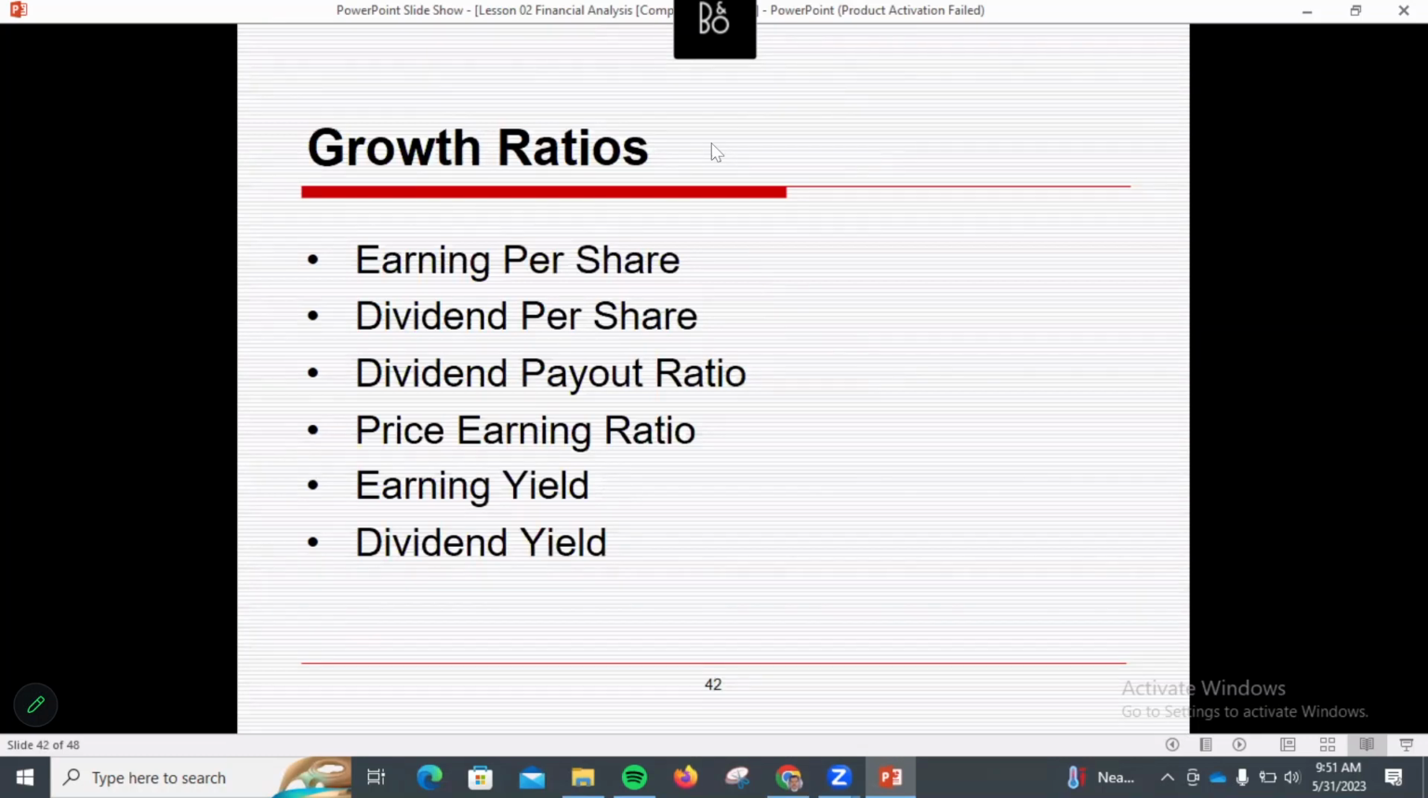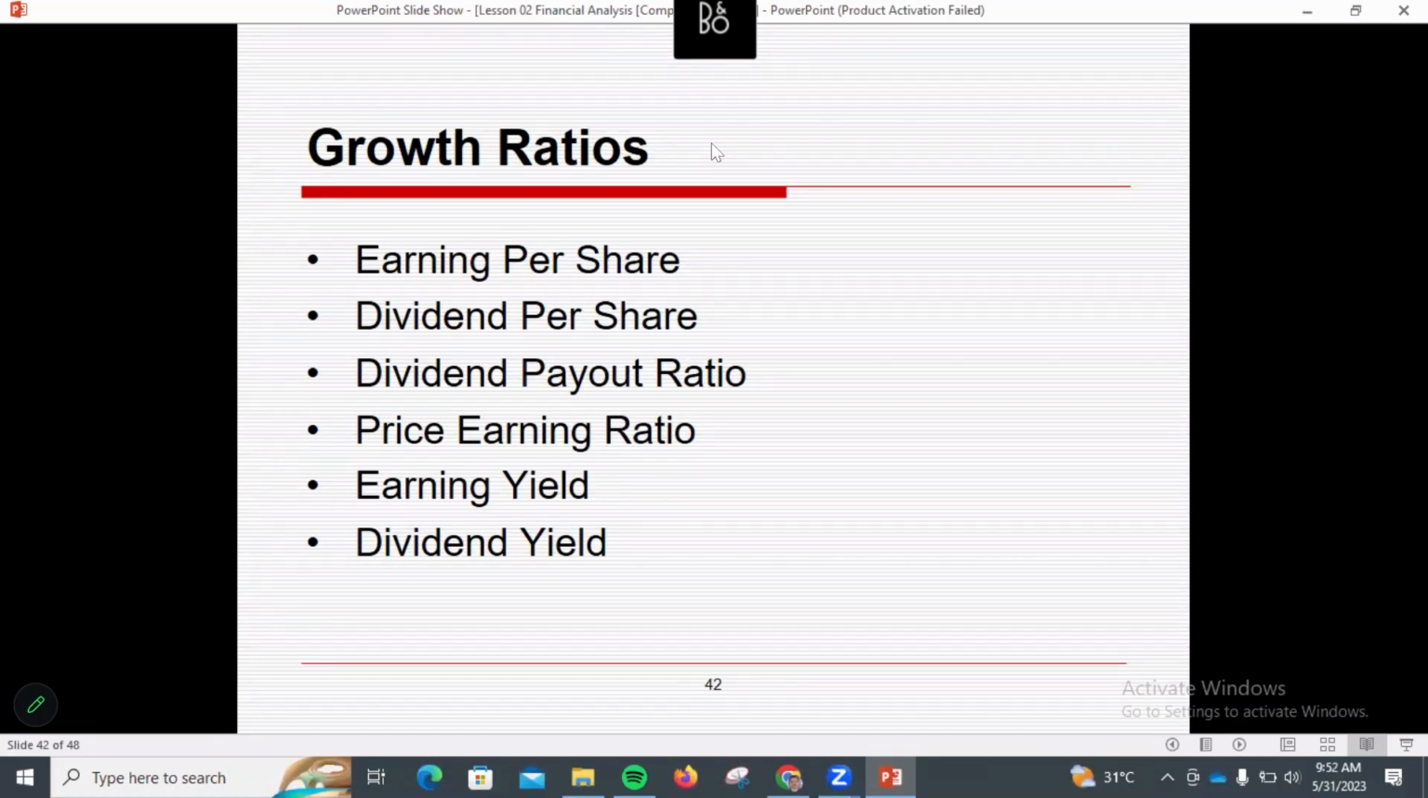Right. That's all about the different ratios available to evaluate the long-term solvency of companies. Then the growth ratios, growth potentials, or market ratios are applied to evaluate the market potential and growth potential of firms. Earnings per share, dividend per share, dividend payout, price earnings, earning yield, dividend yield, everything there.